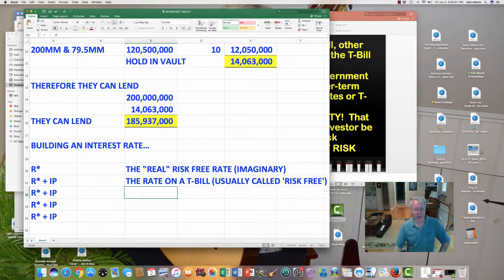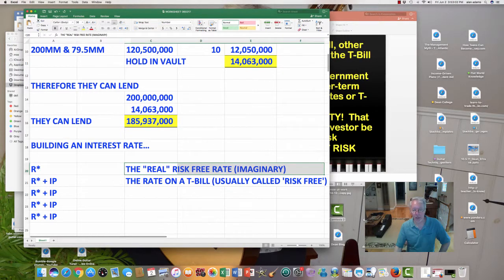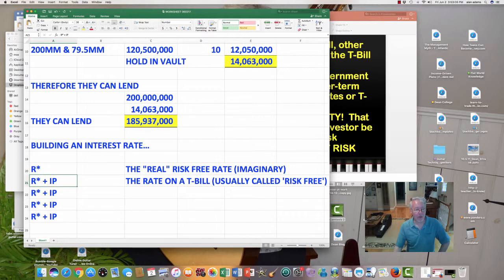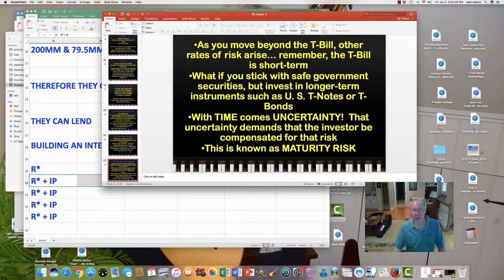Alright, now over here on an Excel spreadsheet, I've defined what we're building. So far we have R star, which is the real risk-free rate. Now that does not exist, that's an imaginary construct, okay? The T-bill, that is real, so it's going to be R star plus an inflation premium, since T-bills are not immune to inflation, okay? So since people do call that the risk-free rate in the world economy, the US T-bill is considered the safest and most conservative investment you can have. That is going to be, call it, level 2 of the 5 levels we will build. And I'll elaborate upon that as we go.